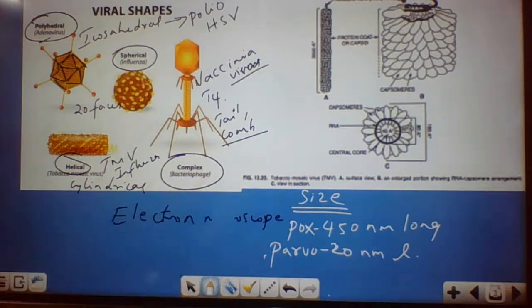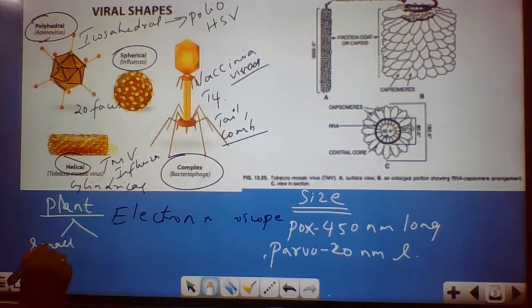But when we specifically talk about plants, if you want to know which is the smallest plant virus and which is the largest plant virus, can someone give me an example? The smallest plant virus is a satellite virus, tobacco necrosis virus, which we call TNV. It is the smallest plant virus, only 17 nanometers.